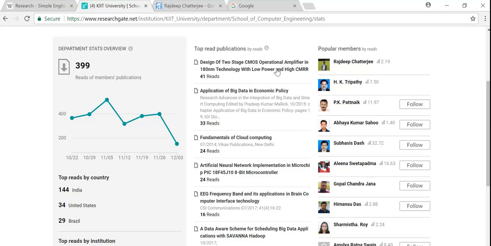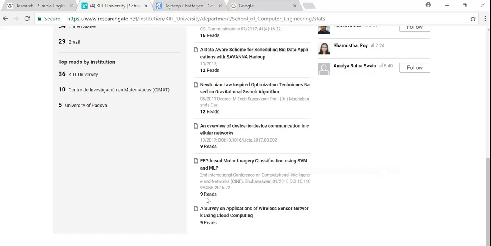One of my papers got 41 reads, and this is one of my papers, so 9 reads. Again, Newtonian law inspired optimization techniques, revision search algorithm. This is my MTech thesis. It got 12 reads.